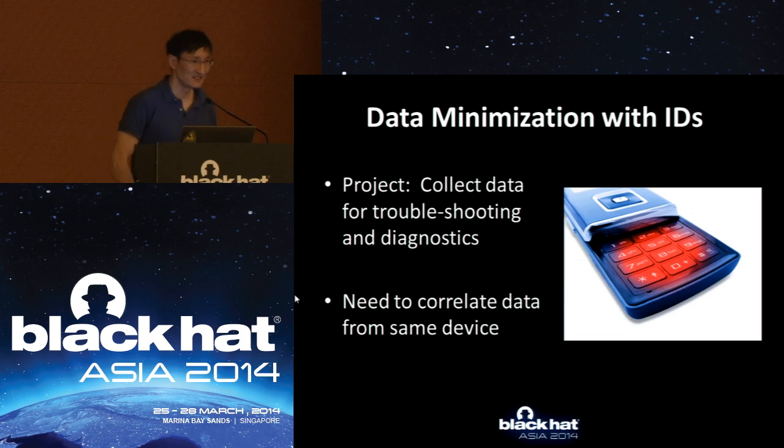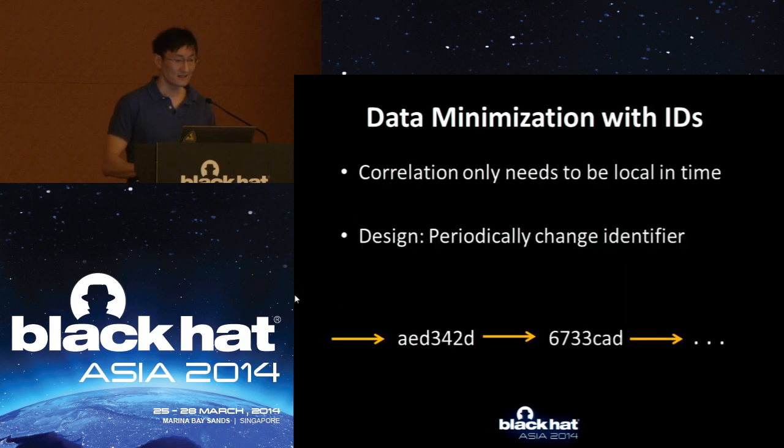Now, I'll give you a simple example of data minimization with IDs. I was involved in a project where we were collecting data for troubleshooting and diagnostics from devices. There was a need to correlate data from the same device, right, in order to figure out what was going on. But the key point was that this correlation only needed to be local in time. So, for instance, if you collect data from the same device that was a week apart, you didn't really need to know it was from the same device. But if you collected this data an hour apart, then it was quite useful to know that this data came from the same device.